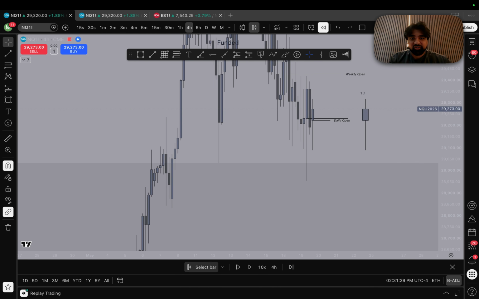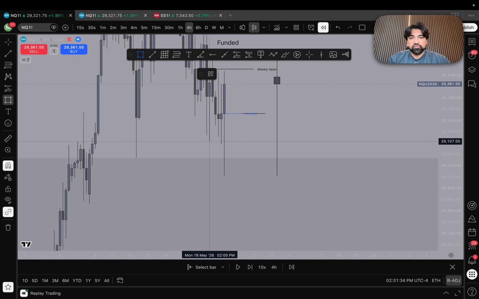Okay, we made the rejection block. We come into Wednesday. This 4-hour closes here. And now we just wait to see how price will respect. Now we're into Wednesday. And like I said, I only take 2 or 3 trades a week. And I'm showing you here in a real example.